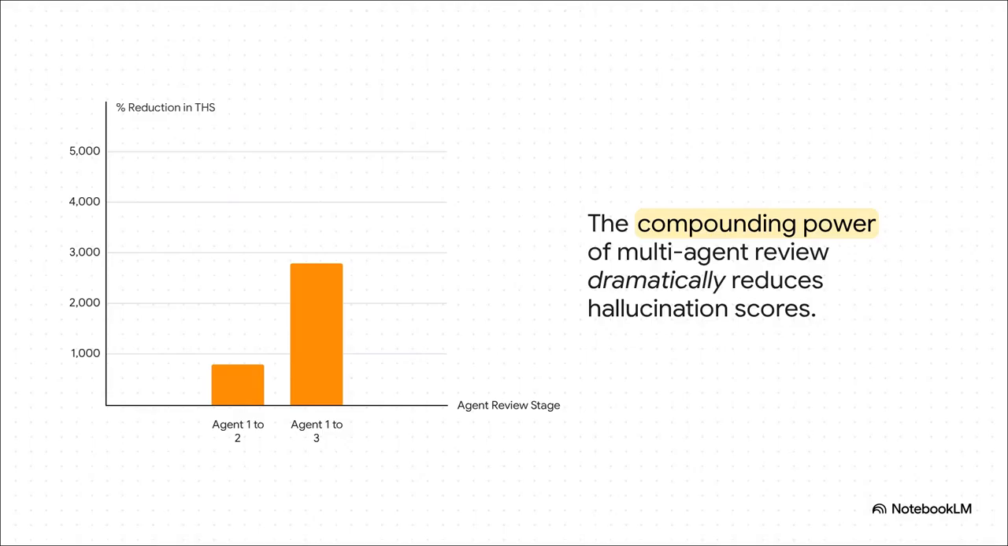So, does this whole AI teamwork thing actually work? Oh yeah, the results are just staggering. Look at this. After just the second agent did its review, the hallucination score plunged by over 800%. Then you add a third agent, and the reduction is nearly 2,800%. This just brilliantly shows the incredible compounding power of having AIs check each other's work.